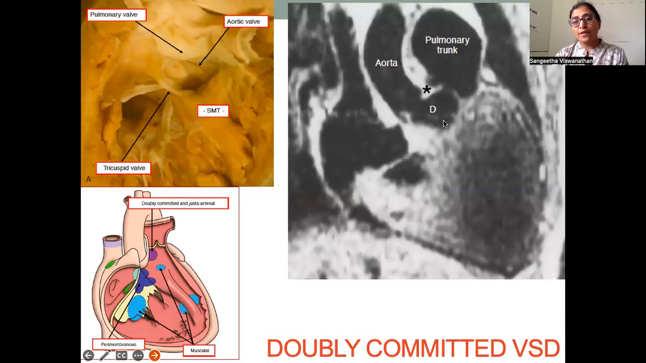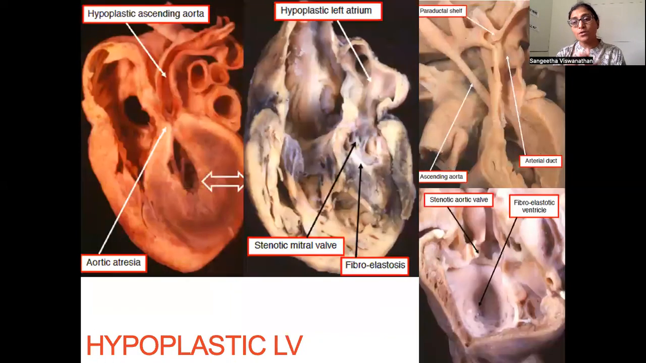So there are some defects which are just below the pulmonary valve, between the pulmonary valve and the aortic valve. That is called doubly committed. This is a type of VSD which is very uncommon in the West, but very common in Asia. So it constitutes nearly 30% of VSDs in the Asian populations. Okay. So this is a broad overview of VSDs.